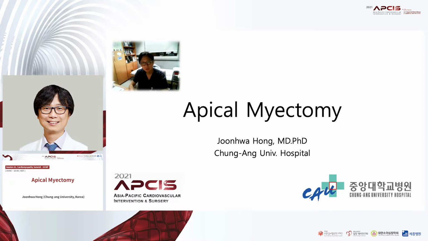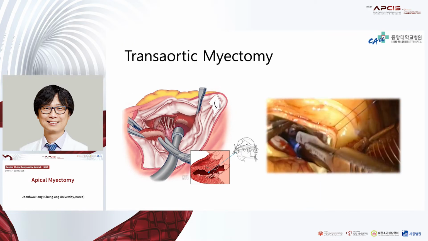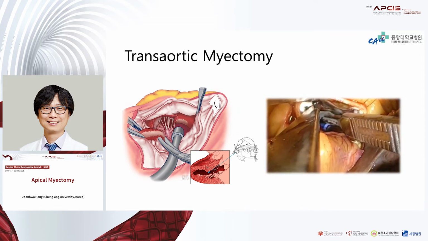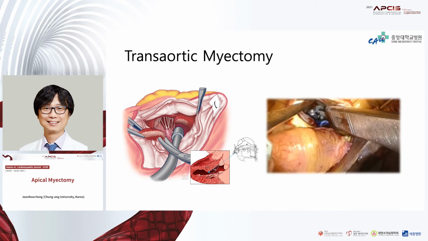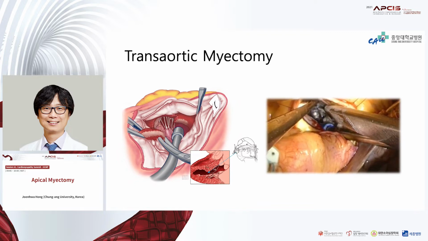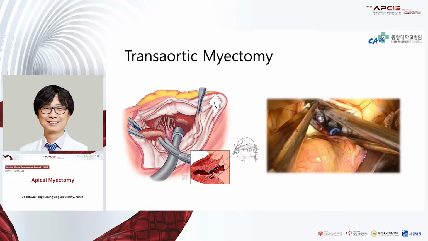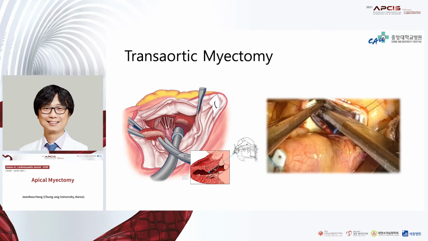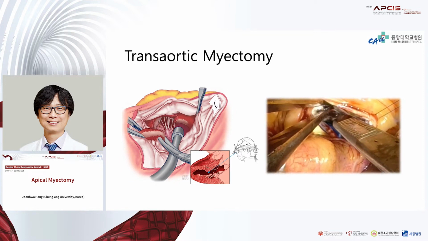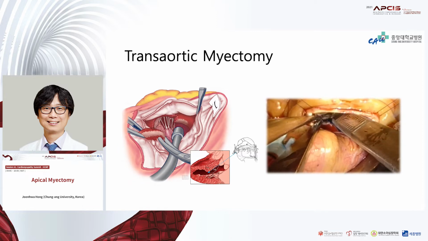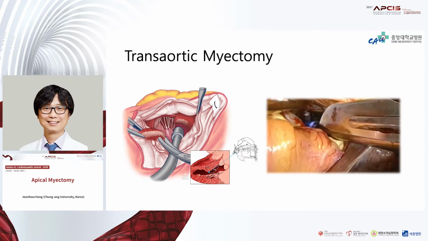Today I'm going to talk about apical myectomy. I think the most commonly used myectomy approach is the transaortic approach. As you can see in this picture and video, the aorta is opened, and through the aortic valve, the basal septal hypertrophy and sometimes midventricular hypertrophy is resected.